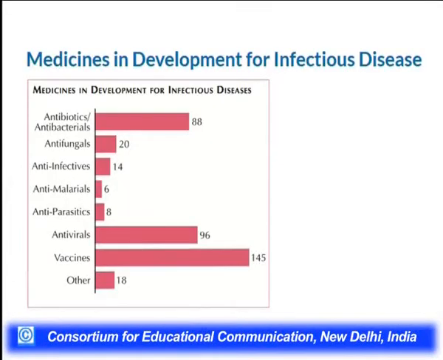Now, if we compare the graph between drug development and vaccine development, we can see that over the years about 145 different vaccines have been developed, which is far ahead of the antibiotics or antibacterial drugs discovered, about 88 antibacterial drugs. 20 antifungals have been discovered, 20 antiprotozoals, 6 antimalarials, 6 antiparasitic drugs, and 96 antiviral drugs. So we can see vaccine development is increasing tremendously over the past few years.